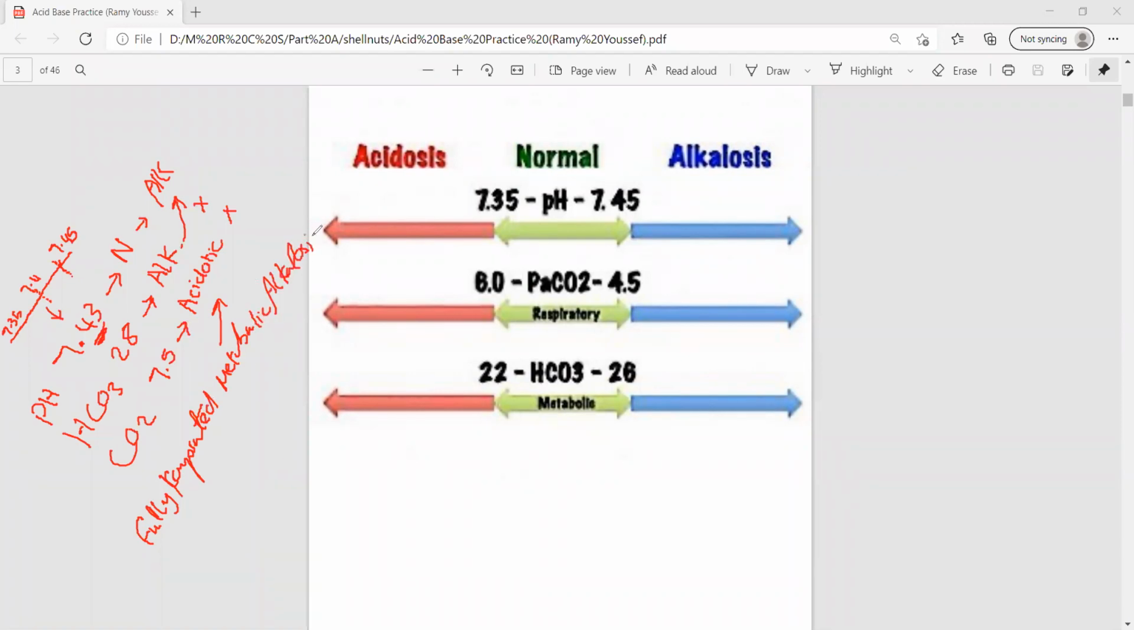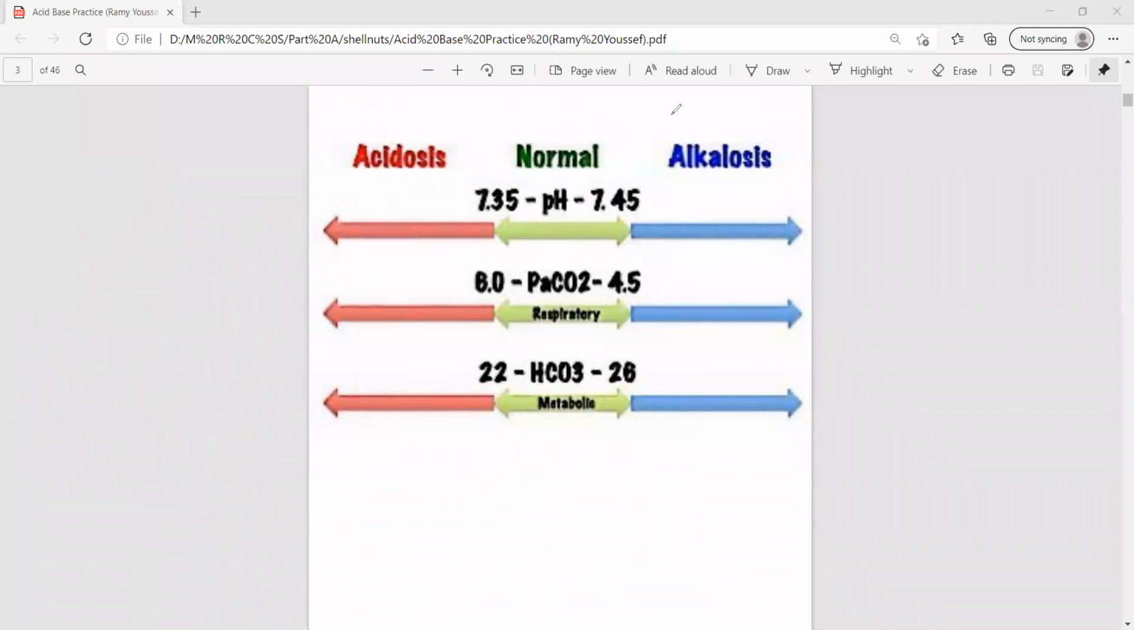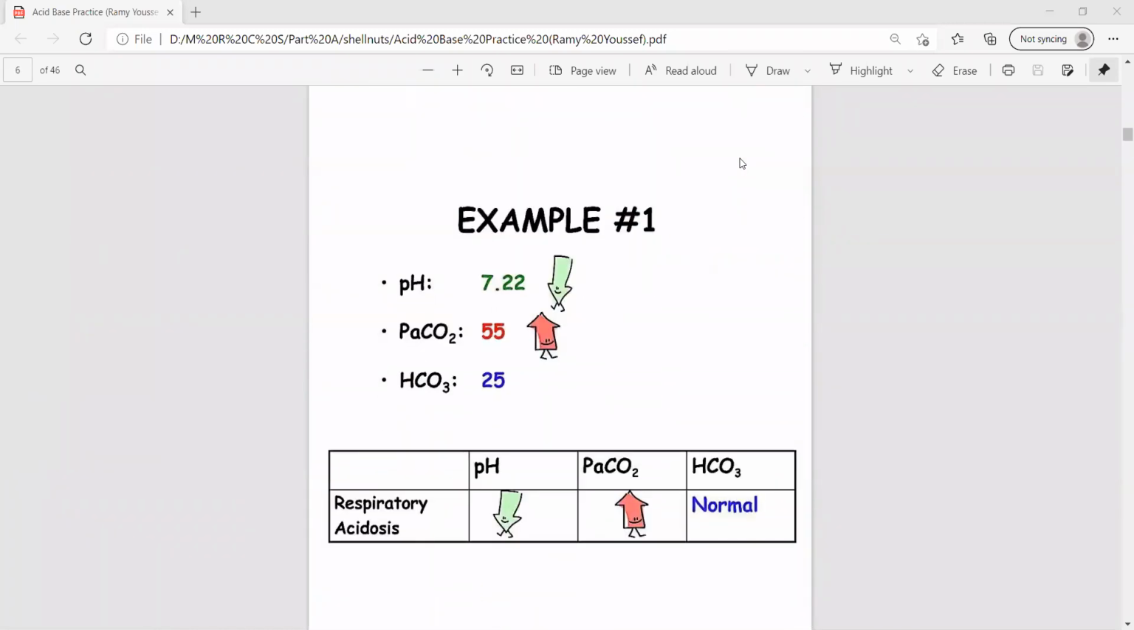Clear? Yeah. Okay, let's go for some examples together. Example 1. Okay, someone can read, please.